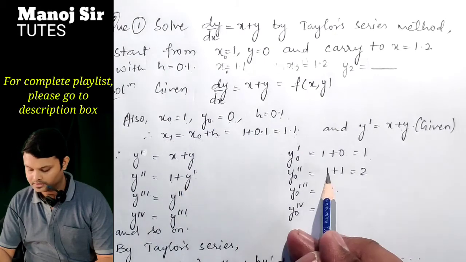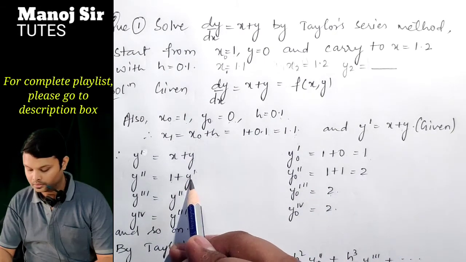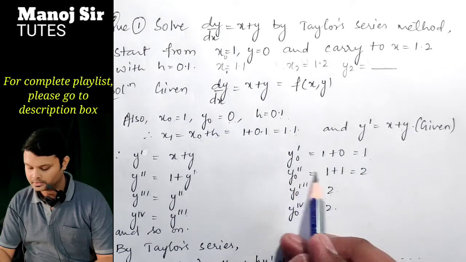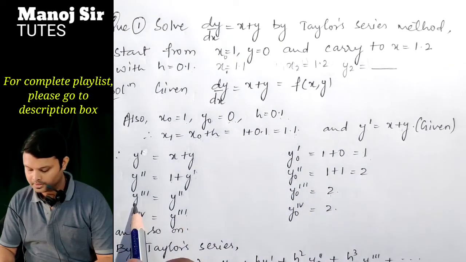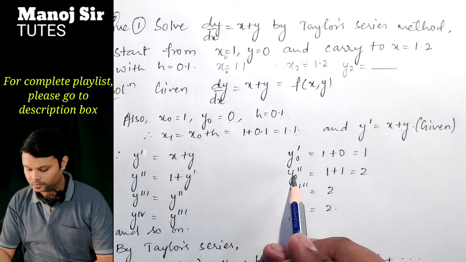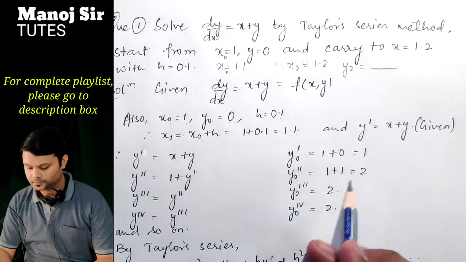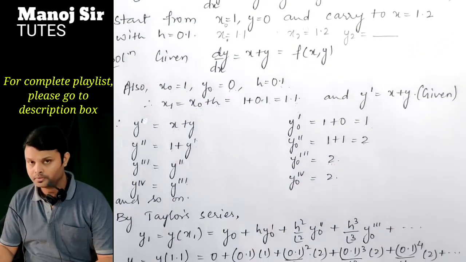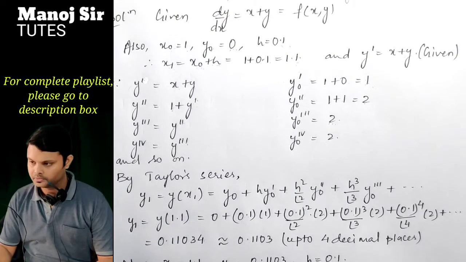Okay, 1 is as it is. y naught double dash, that is how much? 1. Okay, so y naught double dash equals how much? 2. Similarly, if you want to find y naught triple dash, that is y naught double dash, and what is the value of y naught double dash? That is 2. So simply write here 2. Now we need to find y naught quadruple dash, that is equal to y naught triple dash, that is how much? 2. Okay, now we will use the Taylor series formula.